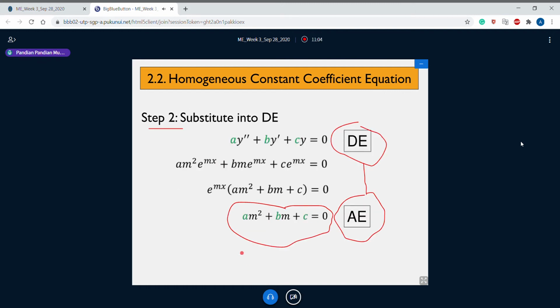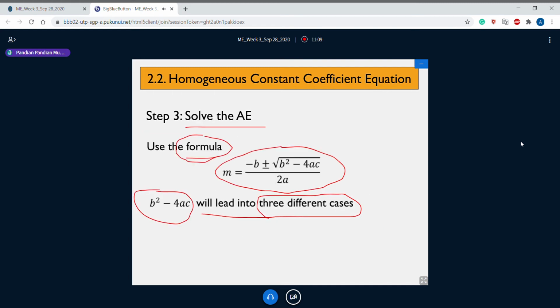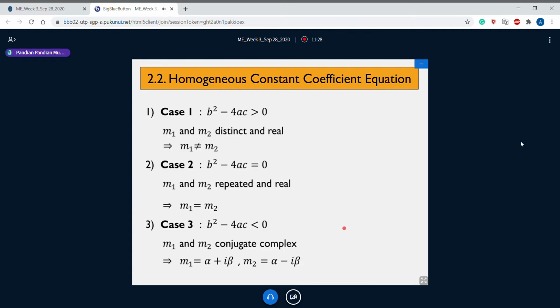So the a m squared plus b m plus c equals 0, the quadratic equation, can be solved using this formula: m equals minus b plus or minus the root of b squared minus 4ac, divided by 2a. This formula is very useful to solve the quadratic equation. So there are 3 cases, class, when you want to find the roots of the quadratic equation.